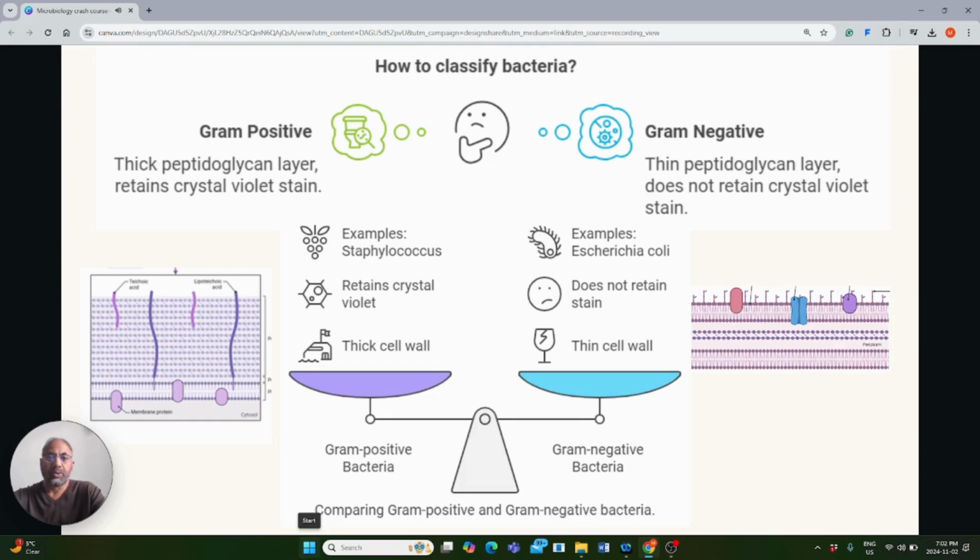Okay, so hope that is understood well and truly, because this is very, very important for you to understand to go forward in the classification of bacteria.